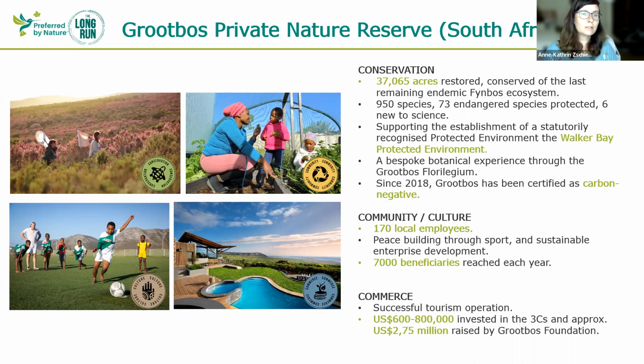The first one is Grootbos Private Nature Reserve in South Africa. It is located about a 2-hour drive from Cape Town, and it's located in one of the world's hottest hotspots in terms of biodiversity, because it's based in the Cape Floral Kingdom. And while they don't have the big five, more than 70% of the plant species that they have within Grootbos can be found nowhere else.